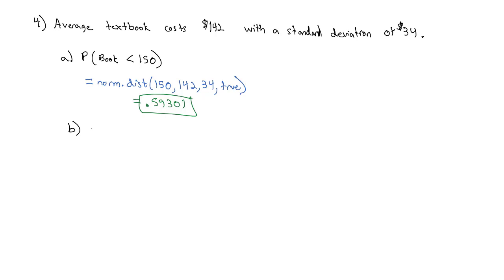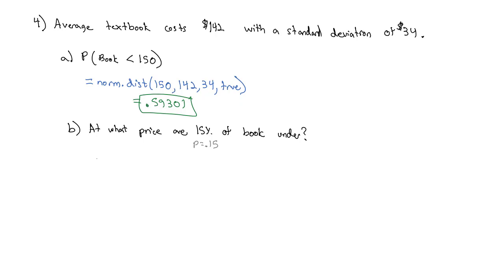What if we wanted to know at what price 15% of books are under? 15% means the probability is 0.15. We already have the probability. We need to find what the price is.